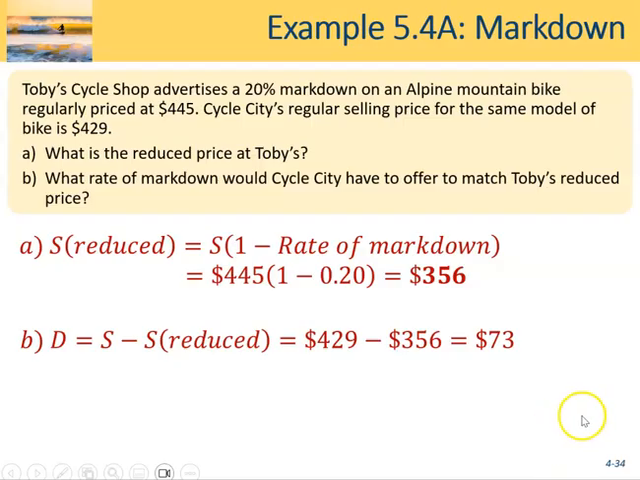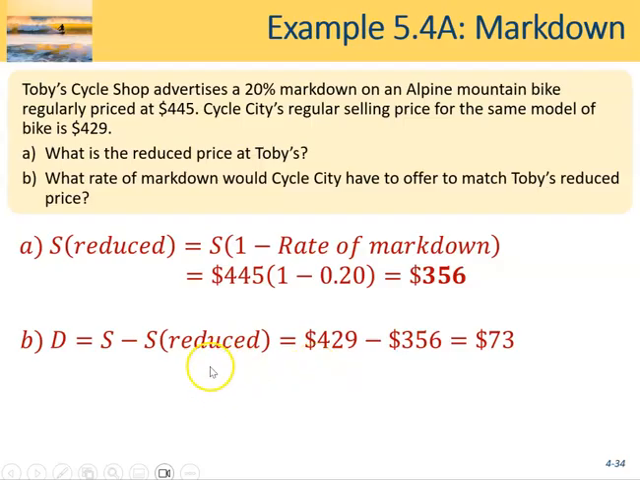There. If Toby's reduced price is $3.56, what percentage would Cycle City have to offer for its reduced price to be $3.56? So its original selling price minus its reduced selling price gives you the discount amount. Okay, so the original selling price at Cycle City is $4.29.